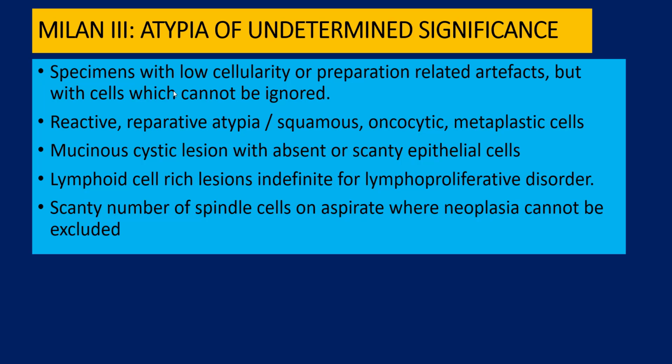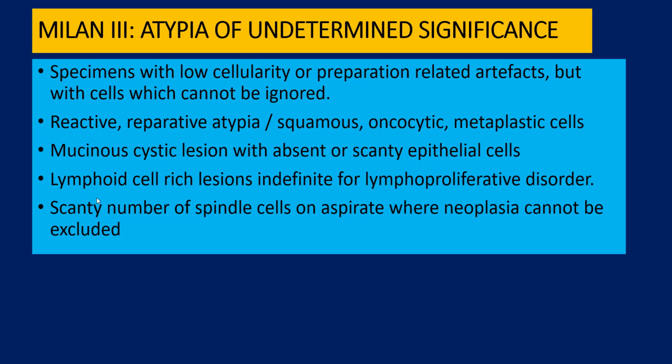You think that it could be benign, but then you really can't rule out the possibility of a neoplasm: AUS, atypia of undetermined significance. Mucinous cystic lesions with absent or scanty epithelial cells, always AUS. There is no other way out of that. Never forget that. I've spoken about lymphoid cell rich lesions where you are in between kind of a place.